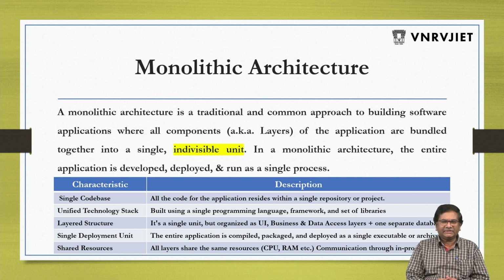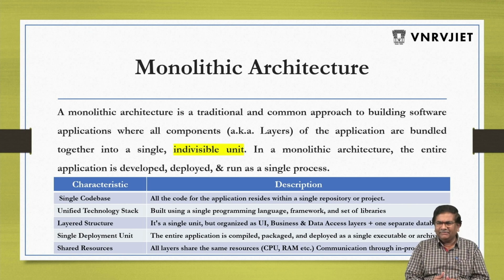Single code base. So the first characteristic is single code base. All the code for the application resides within a single repository or project. So there is going to be only one project. In the project, we may have three directories: client, middle, back, or whatever it is, and there you write the code. But it's one project, and the entire code repository is only one.